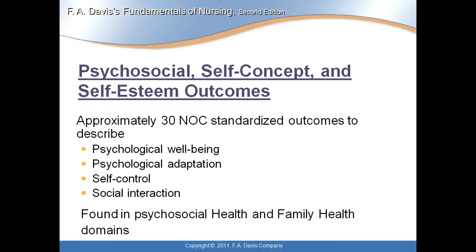There are approximately 30 standardized outcomes for psychosocial self-concept and self-esteem. The first ones could be psychological well-being, psychological adaptation, self-control, and social interaction. These can all be found in the psychosocial health and family health domains.